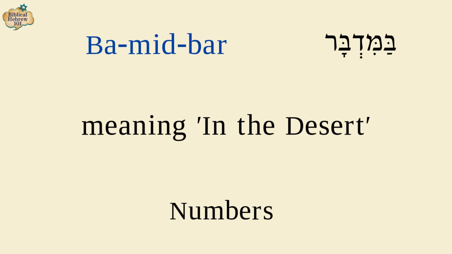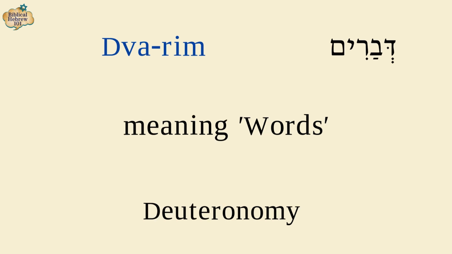The next book is Bamidbar, Bamidbar, meaning in the desert, known as Numbers in English. The next and last book in this section is Dvarim, Dvarim, meaning words, known as Deuteronomy in English.